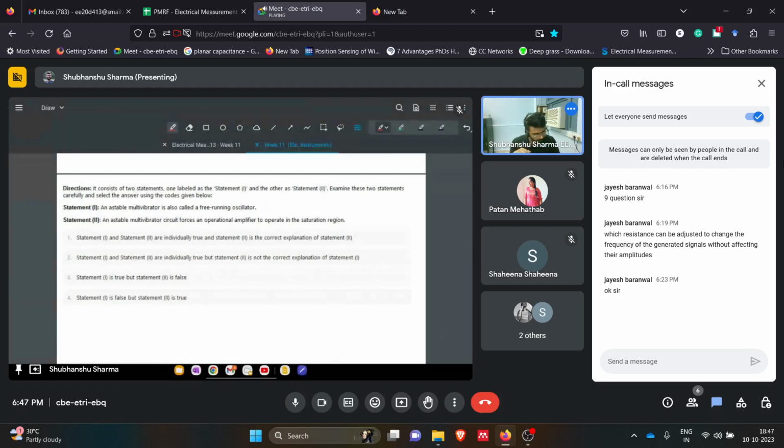I think it is clear. So I will read the question for you. There are two statements, statement 1 and 2. Examine these two statements carefully and select the answer using the codes given below.